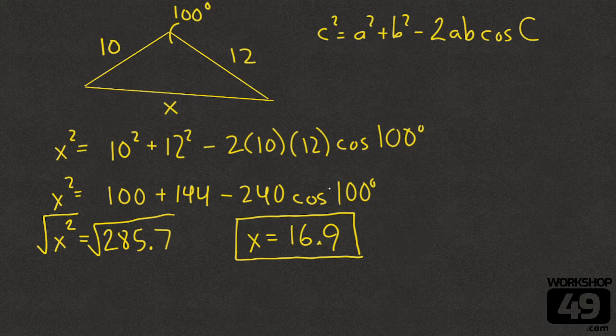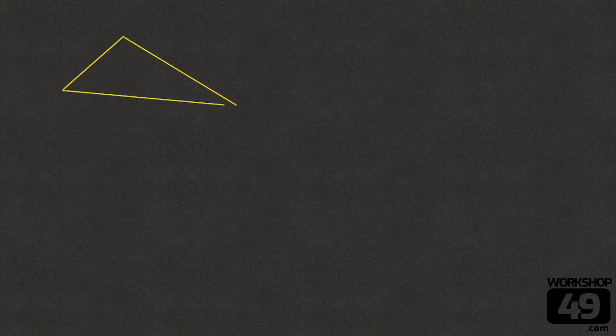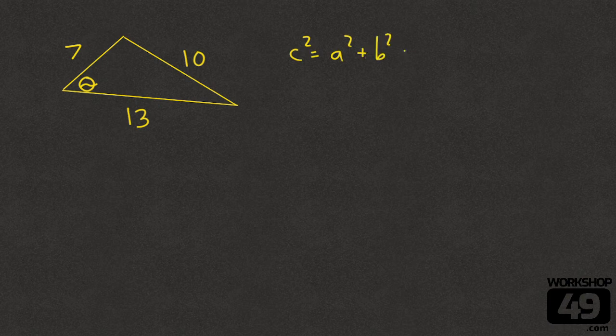Let's go ahead and do this again, but we're going to solve an unknown angle. We have some triangle. Totally arbitrary triangle. We just drew some triangle. And we're going to go ahead and label it 7, 10, 13, and theta. We have our law of cosines equation. c squared equals a squared plus b squared minus 2ab times the cos of C.